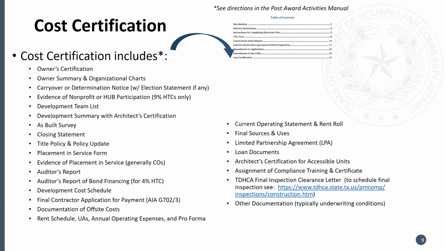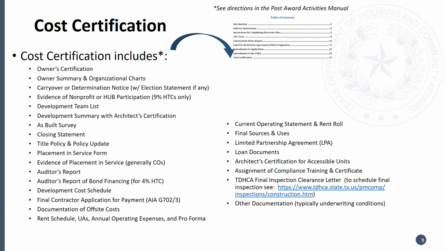The final contractor's application for payment, the AIA G702, G703, that's the backup for the hard cost and contractor fees. Typically, we'll compare that to the development cost schedule numbers, and then any reconciliation or any difference would have to be reconciled. So this is a common item that we usually ask about. If there's any difference in the hard cost and contractor fees, we'll ask the owner to provide a summary of that.